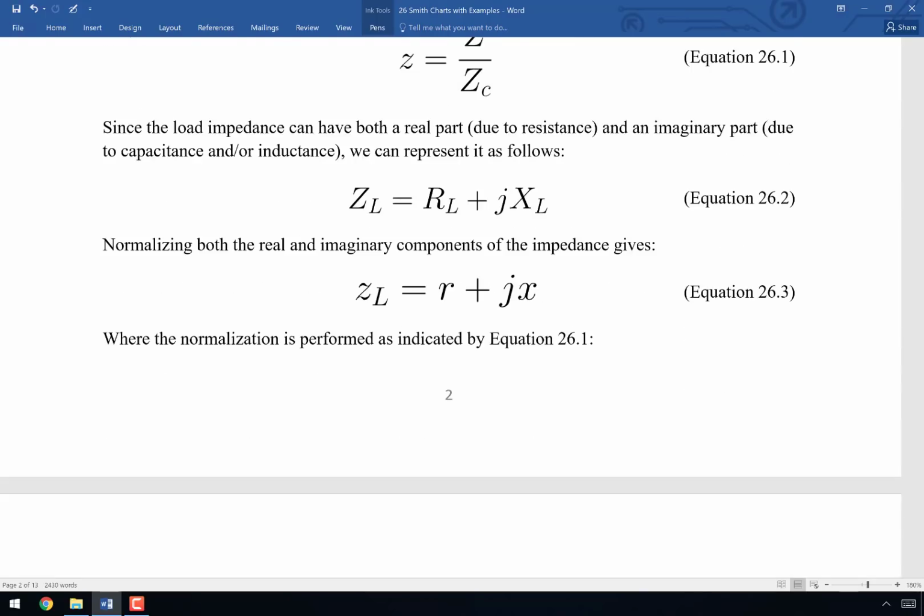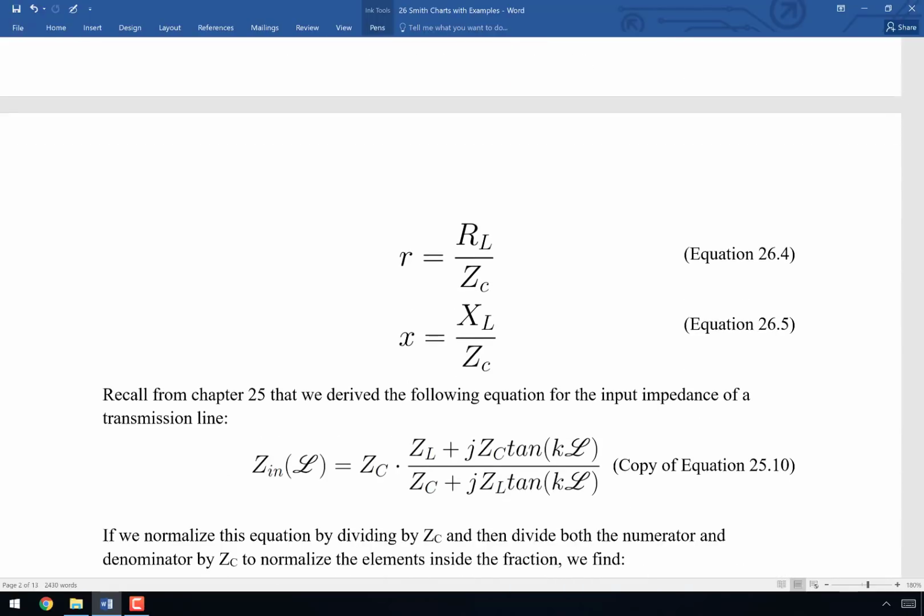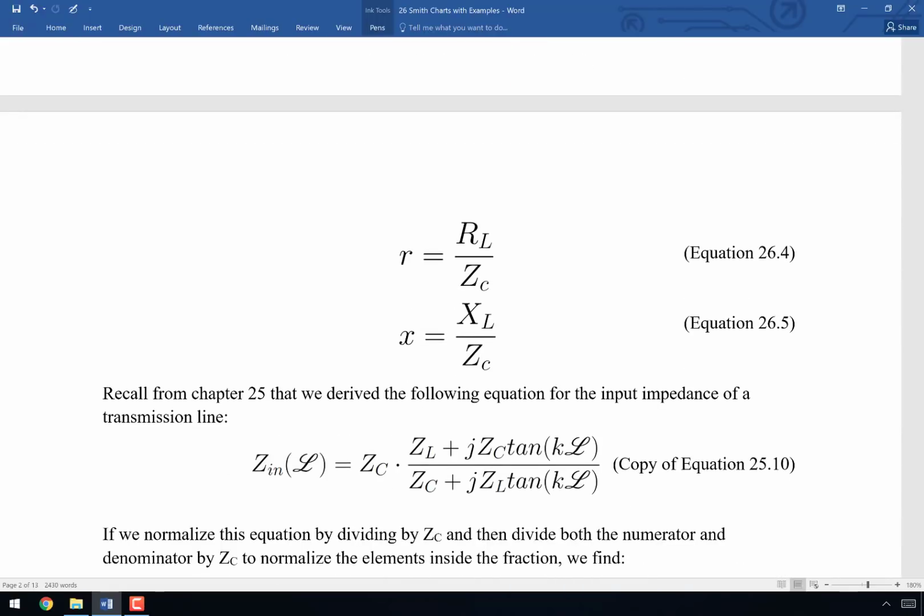So if we take a load, which we're now going to allow to be complex, because the load could have a resistive component. It could also have a capacitive or an inductive component, and either of those in phasor form would yield imaginary impedances. So we're going to normalize that, and we're going to drop the L's on the lowercase r and the lowercase x. So we're just going to call it lowercase r and lowercase x, and r plus jx is going to be the normalized load impedance after we've divided it by the characteristic impedance of the line, as you can see here. We're going to divide the load resistance by z sub c.